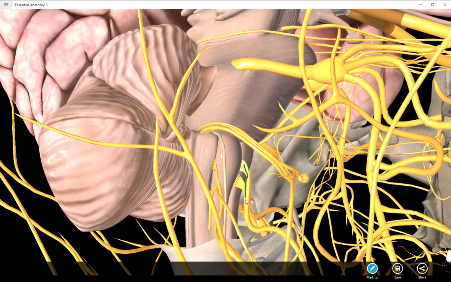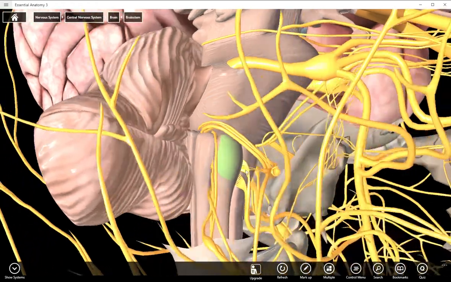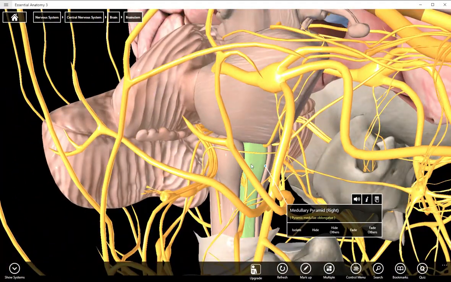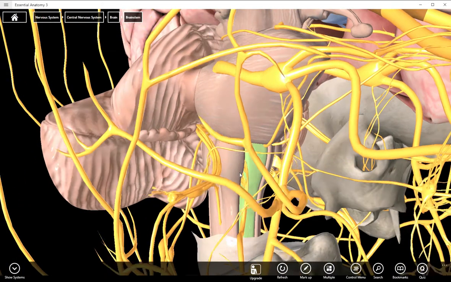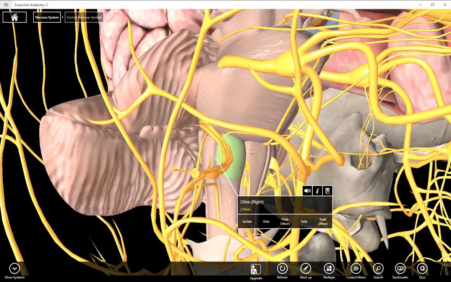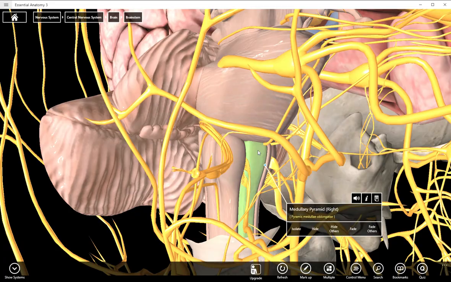Coming out between the olives of the medulla oblongata. These things right here are called olives, because they have the olivary nucleus and then the pyramid. So olives and pyramids, you don't need to know that, but the hypoglossal nerve comes out between the olives and the pyramids of the medulla oblongata.